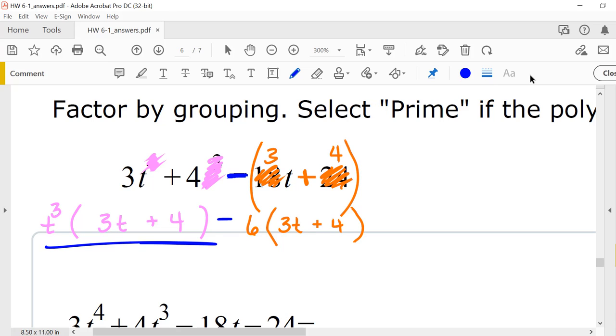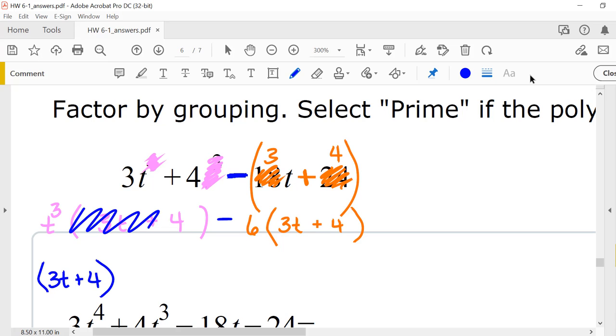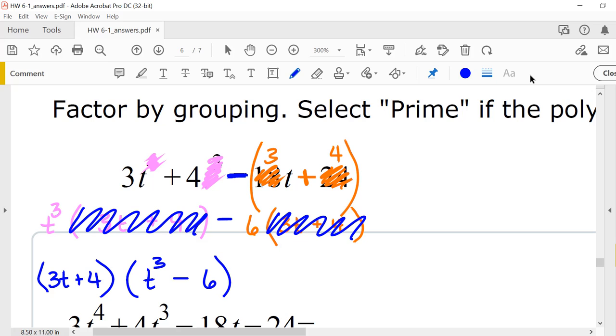Okay, I have two big terms. This term minus this term. I see that both of those have a 3t plus 4. I'm going to factor out 3t plus 4. That's gone. That's gone. And I'm left with t cubed minus 6.